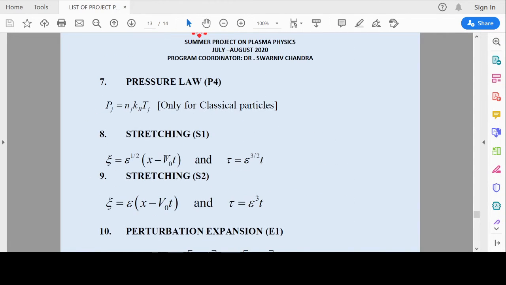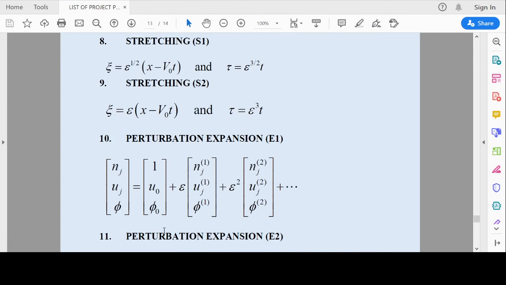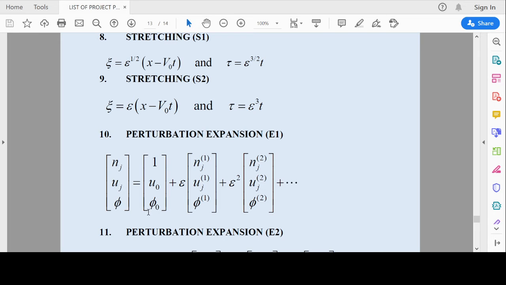That is your expertise. Now you can use the stretching as this kind of stretching, epsilon to the power half, epsilon 3 by 2, or epsilon q. There are two kinds of stretching. As per your project problem, you have to choose S1 or S2. Similarly, for the perturbation expansion E1, you have got this expression. You see, Nj, that is for electron or ion or dust, or hot electron, cold electron, whatever it is, this would be the perturbation expansions in the normalized case.